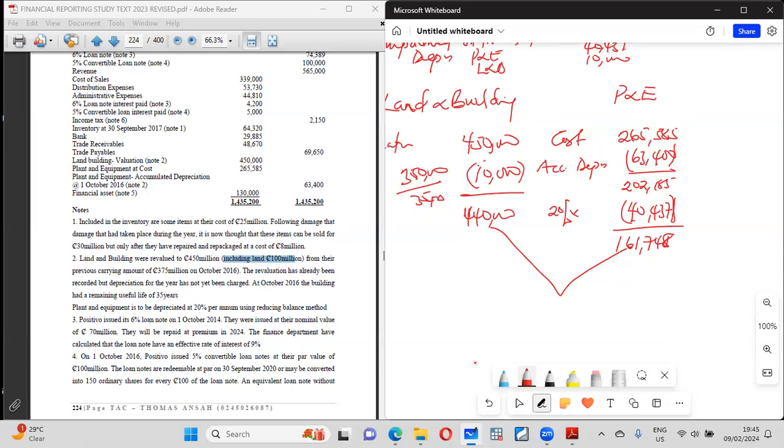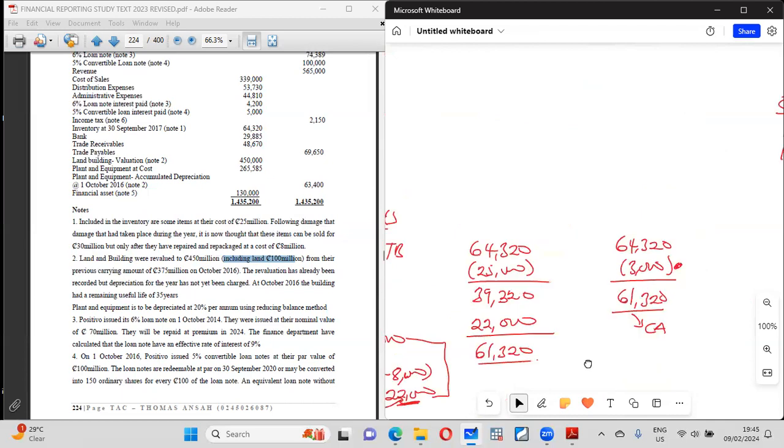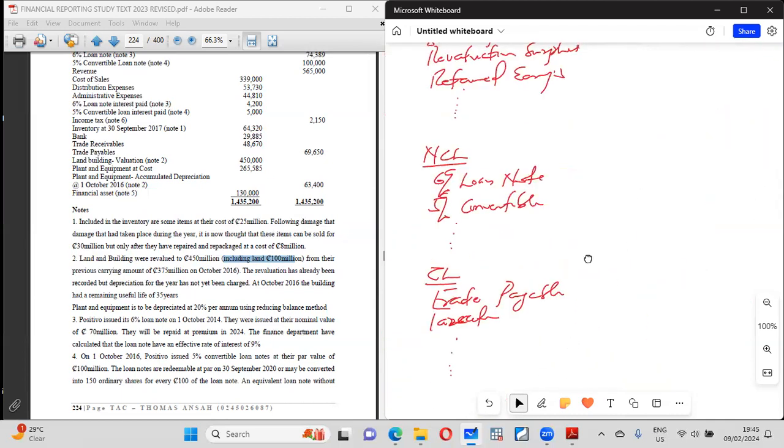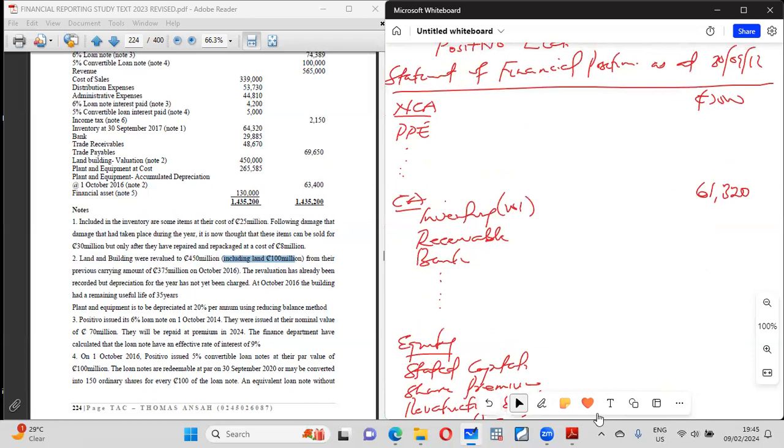So plus 161,748. So my PPE, I have 601,748. Is that what you also had? So straight away, PPE, 601,748. So you refer the examiners to your workings too. We have already dealt with the depreciation too. It means workings too is gone. That's all. So we come to note 3.